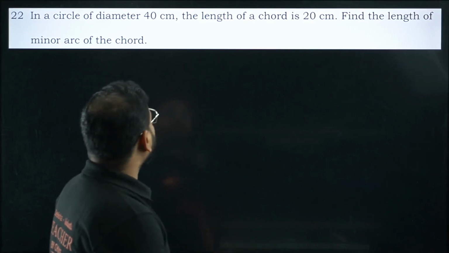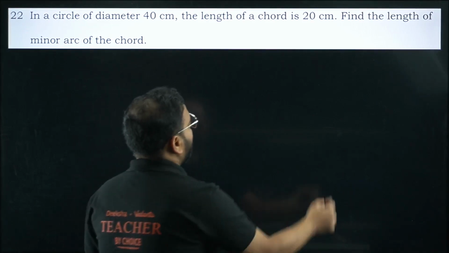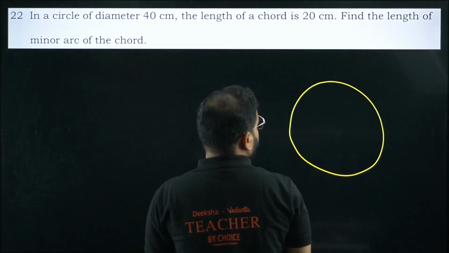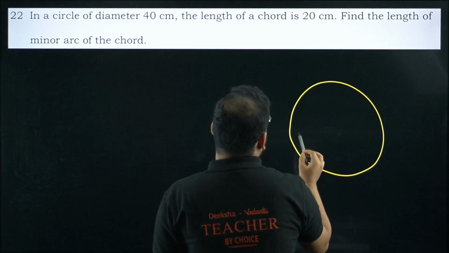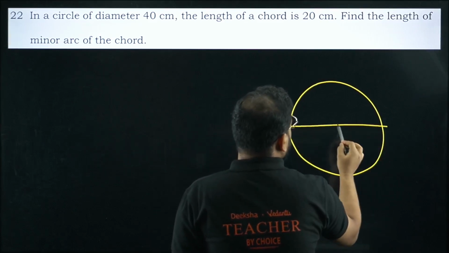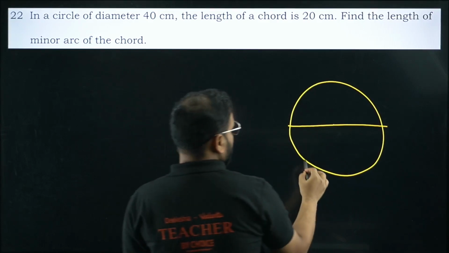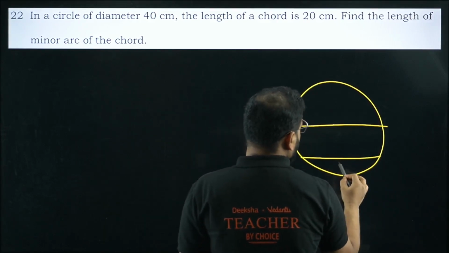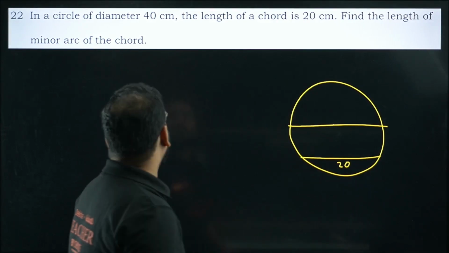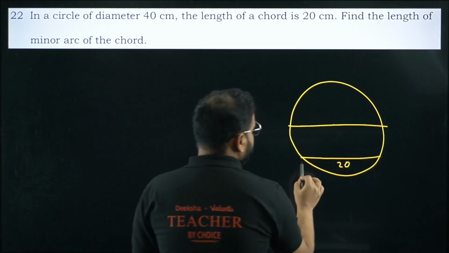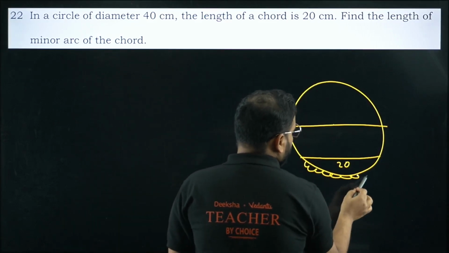In a circle, diameter is 40 centimeter, length of the chord is 20. Circle we have. How much is diameter given? 40. Length of the chord is somewhere over here. This is 20. What are they asking? Find the length of the minor arc. They're asking this value, right?